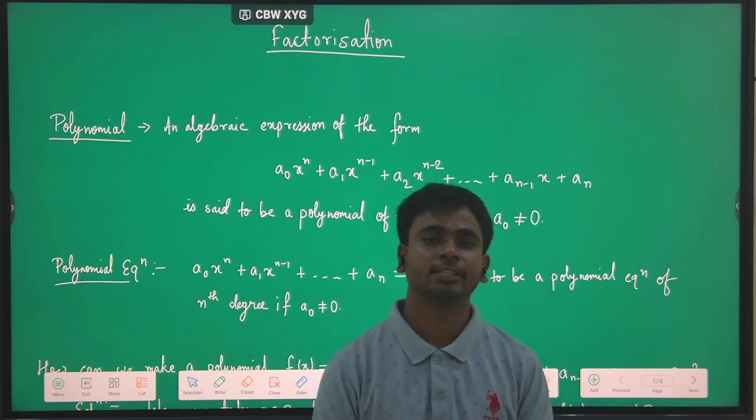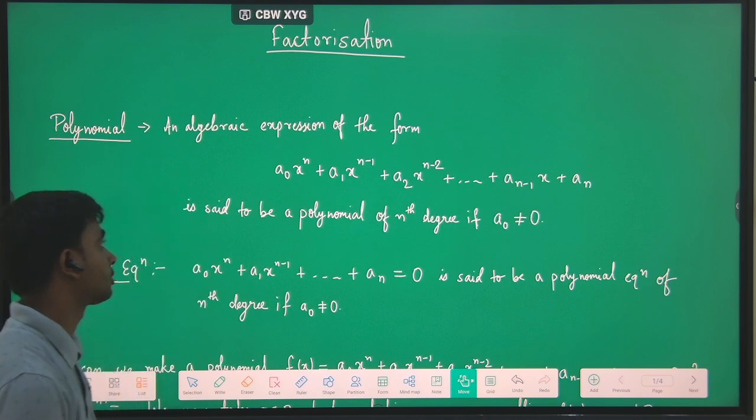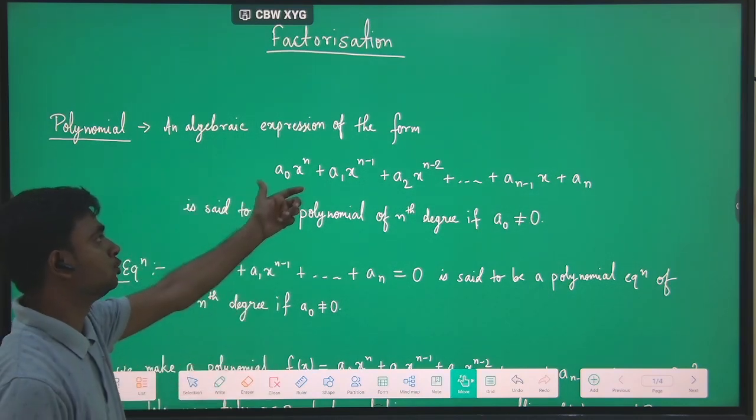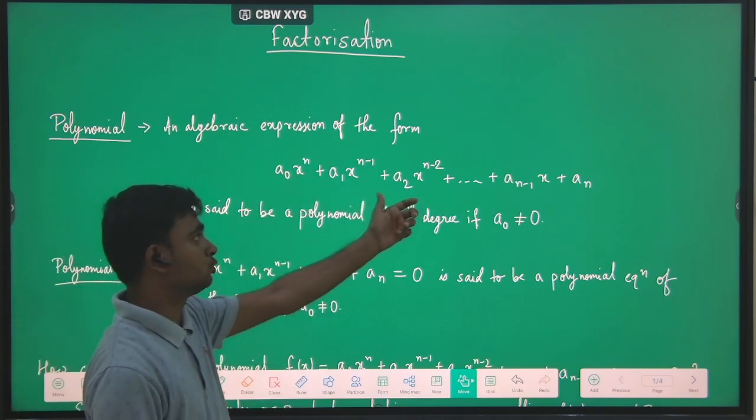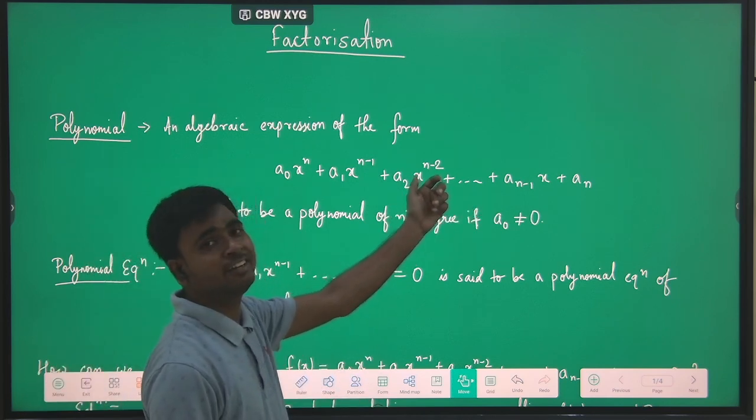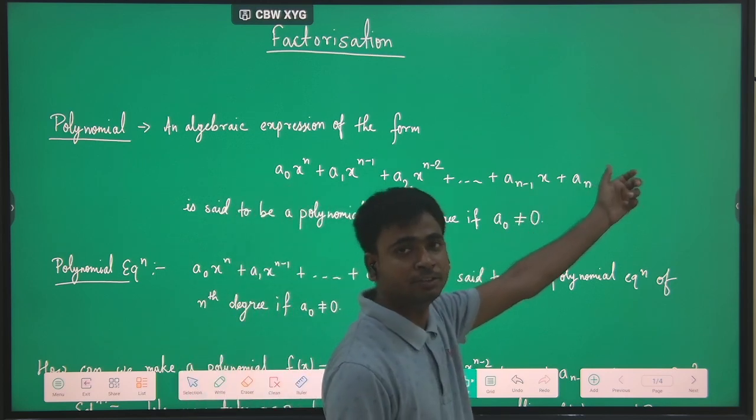Today we will deal with the factorization chapter, in which we will learn about polynomials. So what is a polynomial? Any algebraic expression of the form a naught x to the power n plus a1 x to the power n minus 1 plus a2 x to the power n minus 2 plus dot dot dot, in which the degree of x is continuously reducing and going up to x to the power 0.